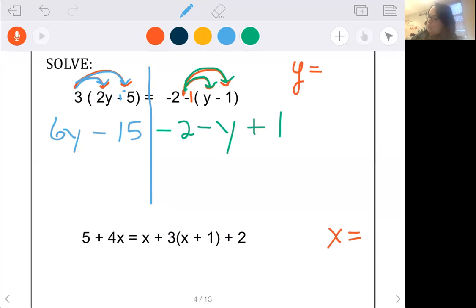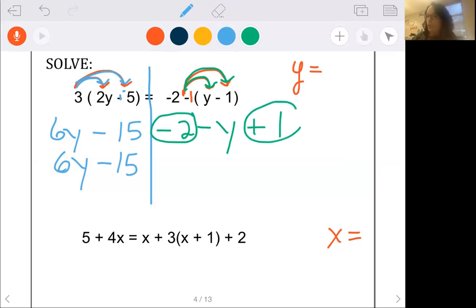Next thing you do is you combine like terms on both sides. So I'll have 6y minus 15 on the left, and those don't combine, they're not like terms. But over here I've got this -2, and I'm adding 1 to it. So if it's 2 below 0 and it goes up a degree, we're now 1 below 0. And I still have the minus y.